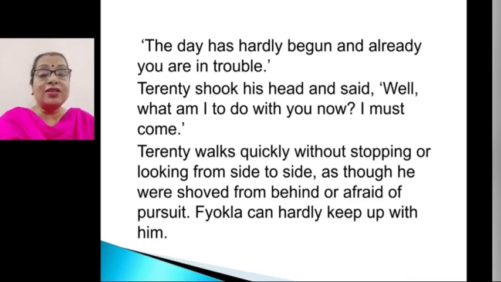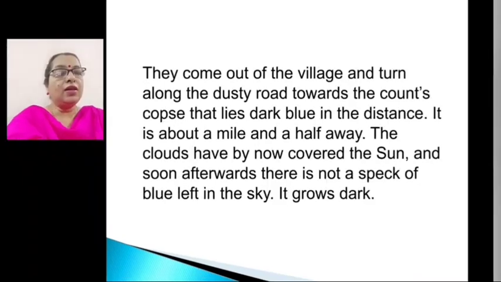But Foikla is very small. She cannot walk as fast as Terenti. She finds it difficult to keep pace with him. They come out of the village and turn along the dusty road towards the Count's copse that lies dark blue in the distance. It is about 1.5 miles away. The clouds have by now covered the sun, and soon afterwards there is not a speck of blue left in the sky. It grows dark.